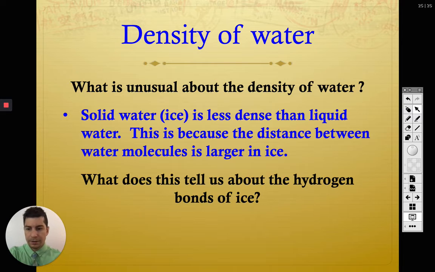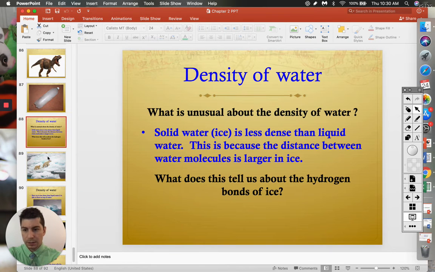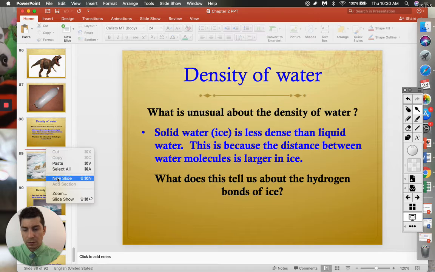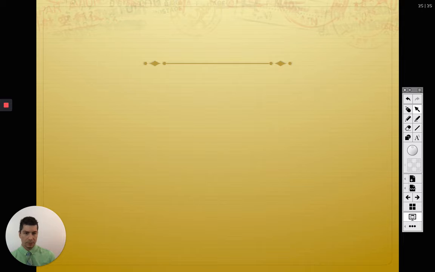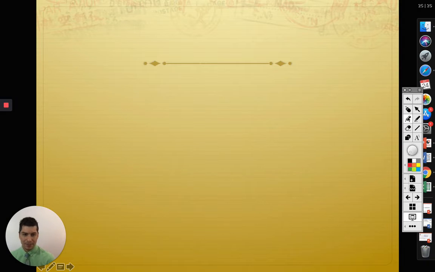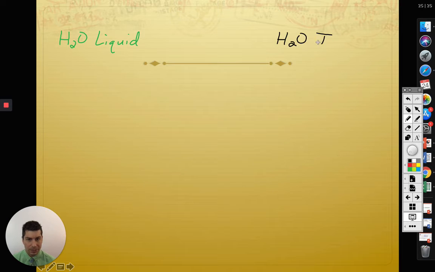So let me draw something here for you guys real quick. If we were to draw 2 different types of water, you guys are like, there's only one type of water. Yeah, we're going to draw it in different states, okay? So let's draw ice and liquid water. So we'll say this is going to be our liquid water, H2O liquid. And over here, I'll do it in a different color, black, we're going to have our H2O in the form of ice.